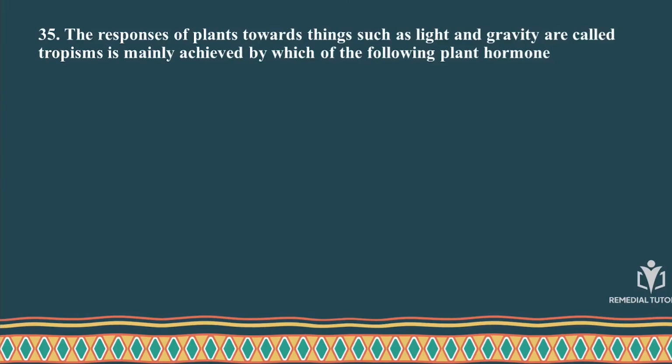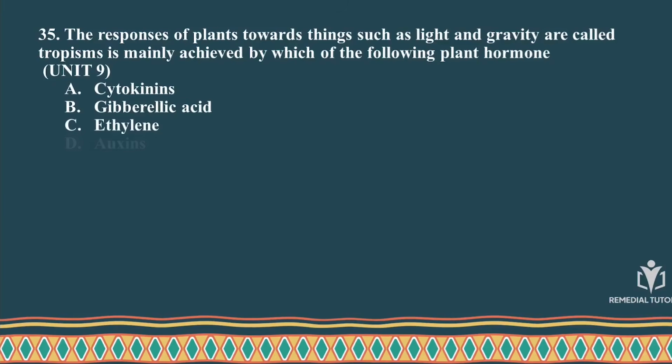The response of plants towards things such as light and gravity is called tropism. Is mainly achieved by which of the following plant hormone? Tropism-ን achieve ለማድረግ የሚጠቀሙበት ፕላንቶች ሆርሞን የትኛው ነው? A. cytokinins, B. gibberellic acid, C. ethylene, D. auxin. የትኛው ሆርሞን ነው?